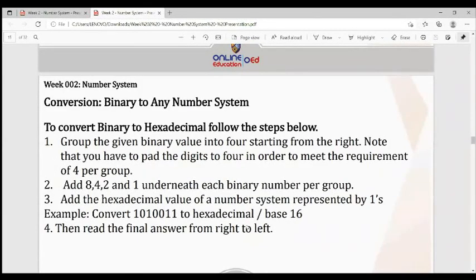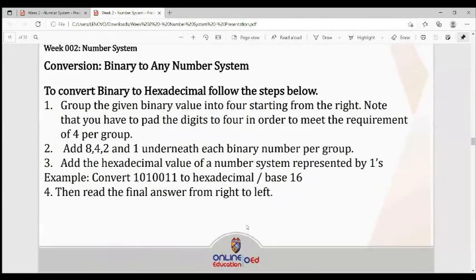Okay, how about in converting a binary to hexadecimal? So, parang ganito lang din yung steps niya sa octal. Ang pagkakaiba lang niya, instead of 3-bit, we will be using 4 bits. So, group the given binary value into 4 starting from right. Note that you have to pad the digits to 4 in order to meet the requirements of 4 per group. It should be 4-bit. Then, add 8, 4, 2, 1 underneath each binary number per group.